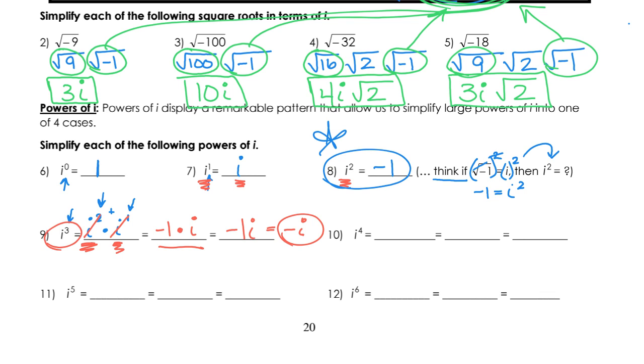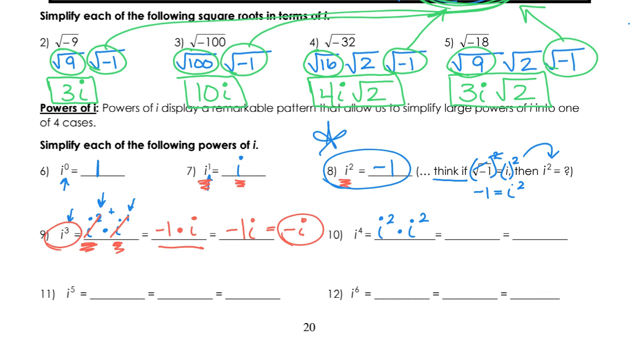Following me? Don't worry. We'll put these all in a table so you guys can see the pattern in a few minutes, okay? But we have to finish the 3 more that we have here. So i to the 4th can be thought of in a few different ways, okay? Easiest way, though, to think of it is i squared times i squared, because when you add the exponents, you get 2 plus 2, which is 4, okay?